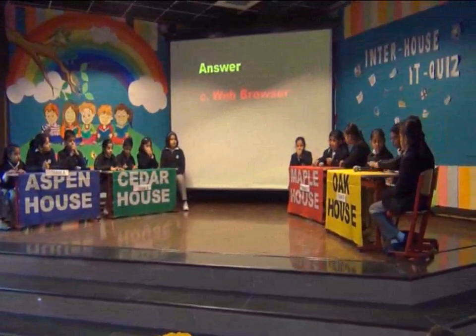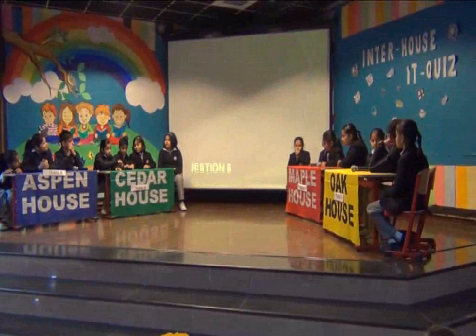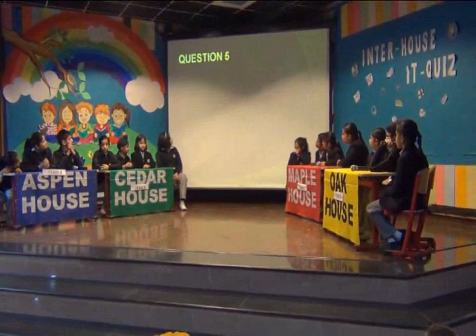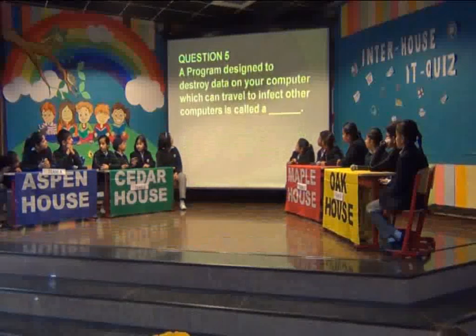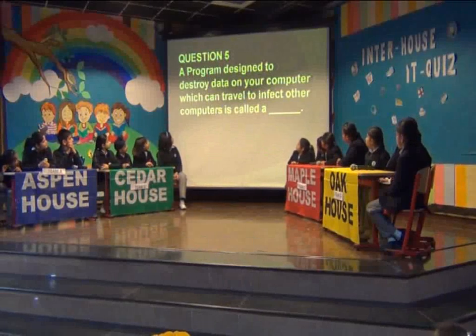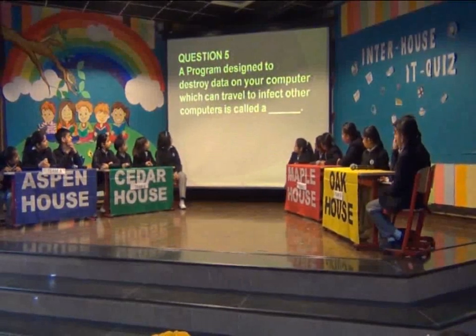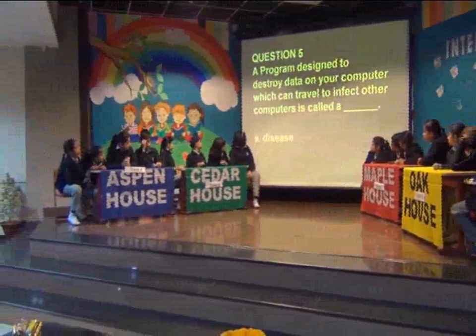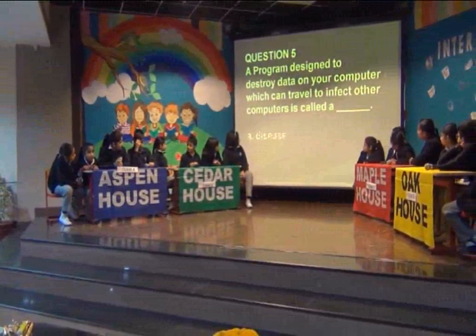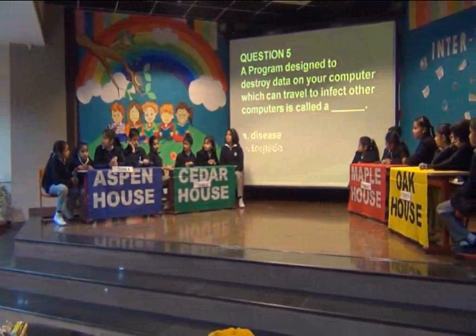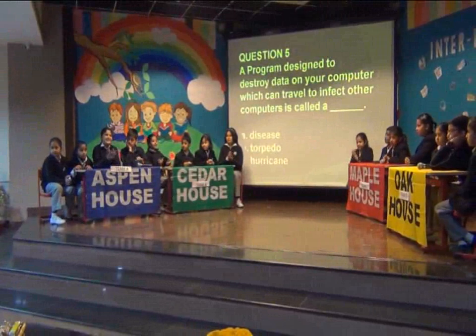Question 5 for Aspen House. A program designed to destroy data on a computer which can travel to infect other computers is called? A. Disease. B. Torpedo. C. Hurricane. Or D. Virus. Virus. That's the correct answer.